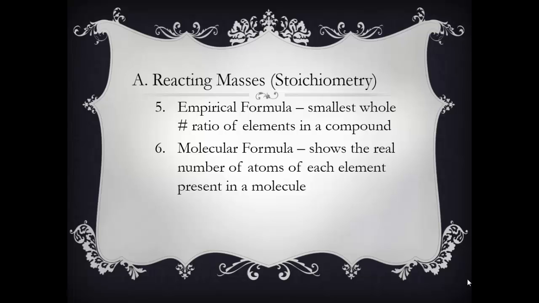Alright, this is 1.5, part 2 of chapter 1. It's dealing with stoichiometry because we're still dealing with moles. In this case, we're dealing with empirical formula and molecular formula. So empirical is the smallest whole number ratio of the elements. So it's the reduced amount.